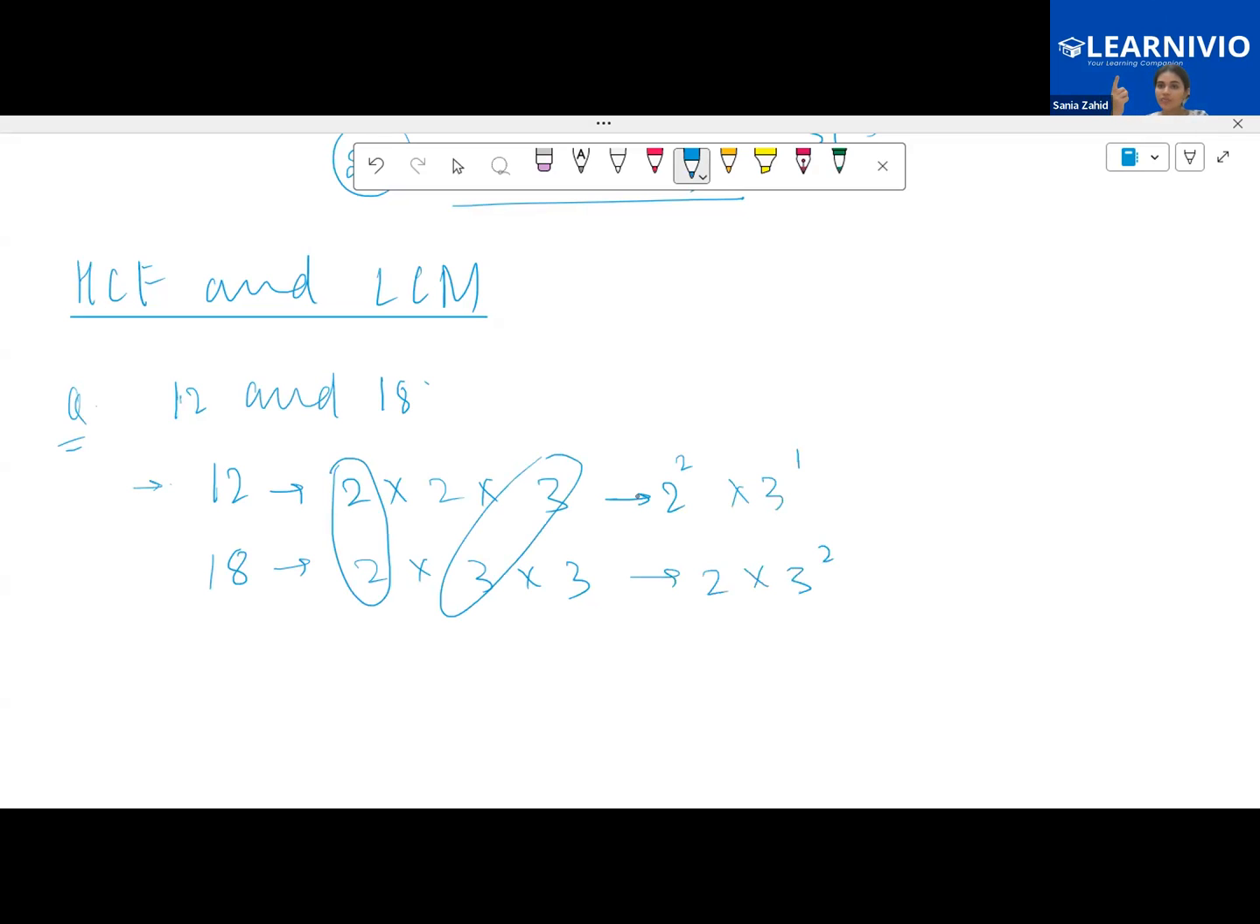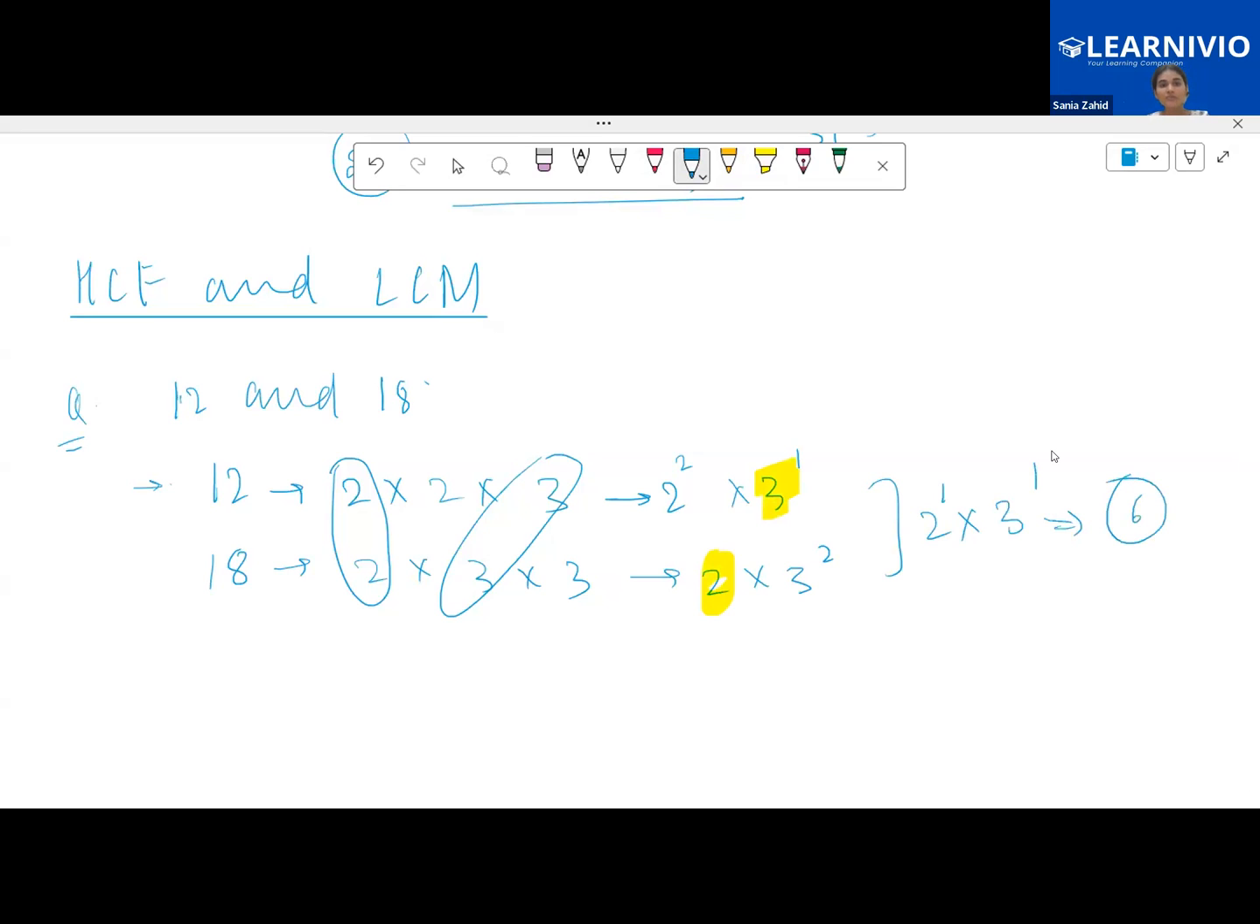So where is the lowest power of the common factor here? This is the lowest power, 2. So you will take 2 and now you multiply with the lowest power of 3. So where is the lowest power of 3? This is the lowest power of 3, which is 3 to the power 1. So you multiply 2 to the power of 1 with 3 to the power 1 and you get 6.